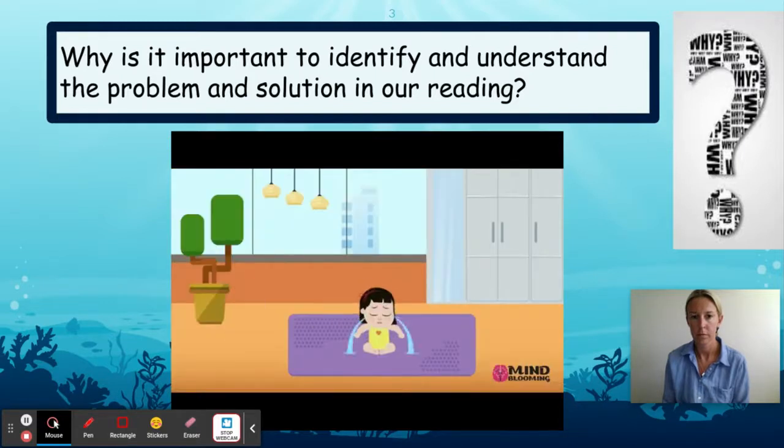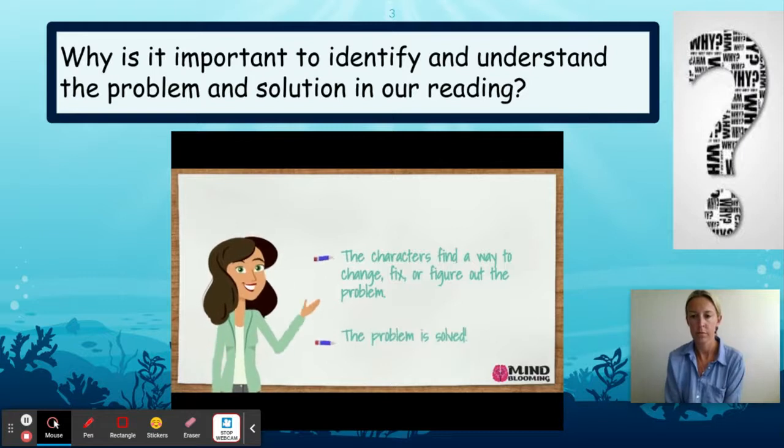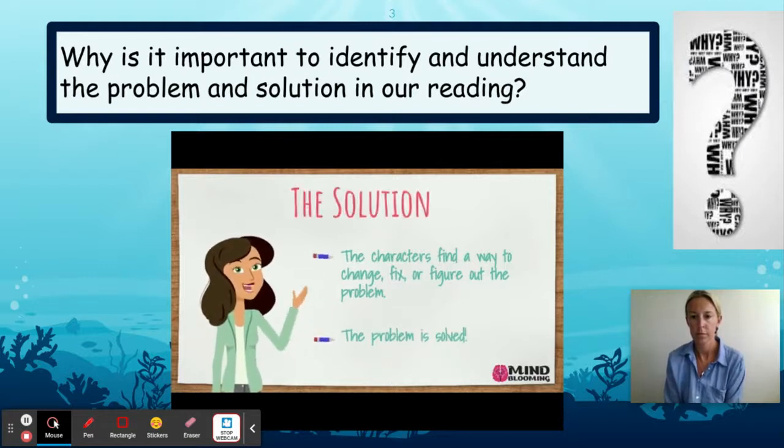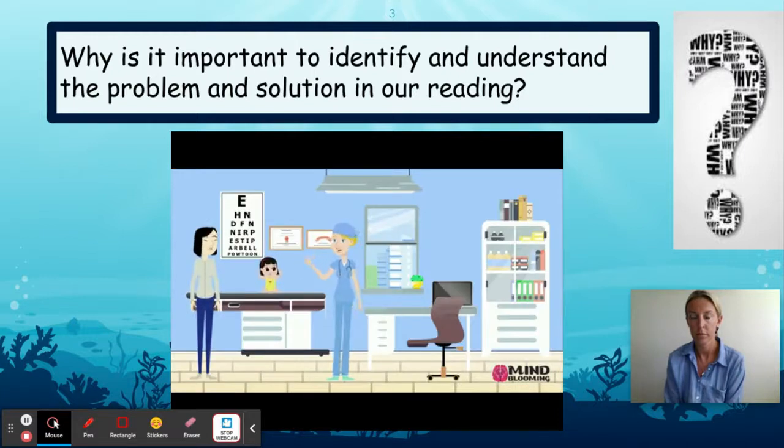An example of a problem in a story could be that the character is sick or is hurt. When the characters find a way to change, fix, or figure out the problem and the problem is solved, we call that the solution. So for example, if the problem in the story was that the character was sick or hurt, the solution could be either to take medicine or go visit the doctor.